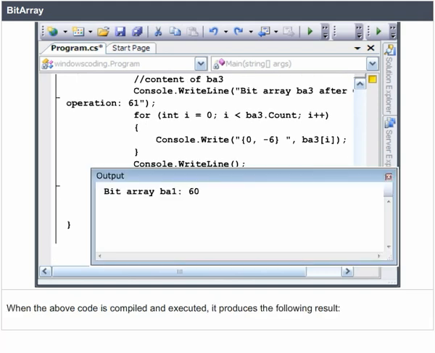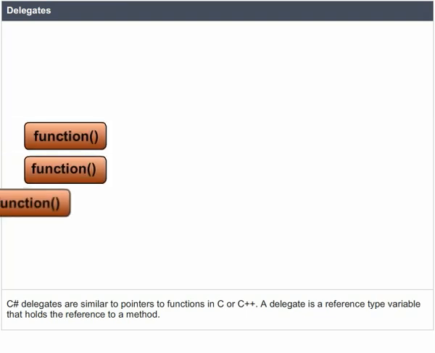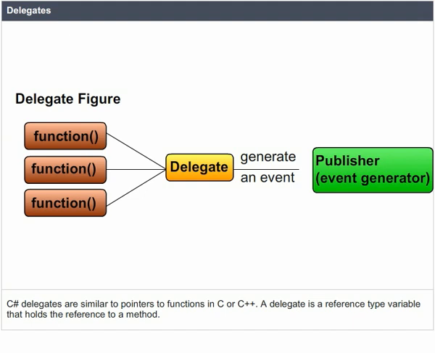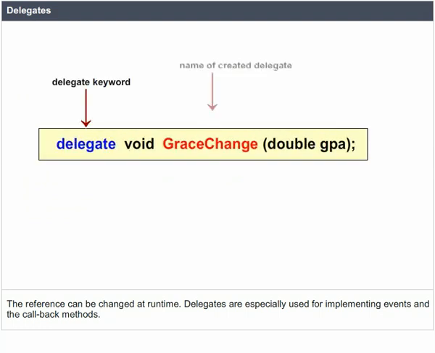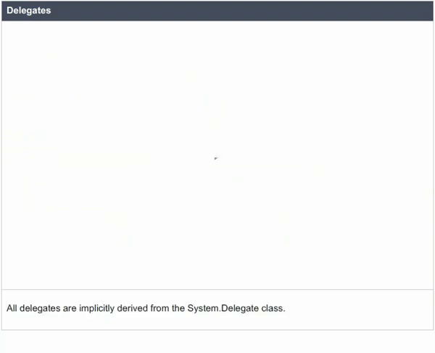Delegates. C# delegates are similar to pointers to functions in C or C++. A delegate is a reference type variable that holds a reference to a method. The reference can be changed at runtime. Delegates are especially used for implementing events and callback methods. All delegates are implicitly derived from the System.Delegate class.